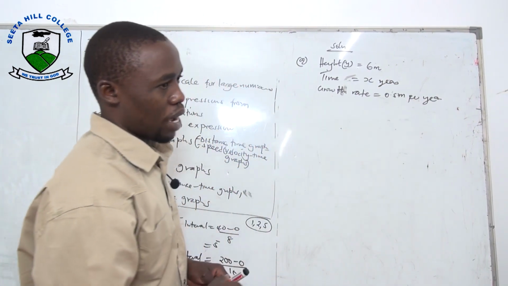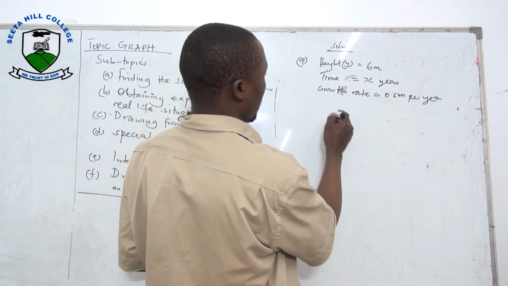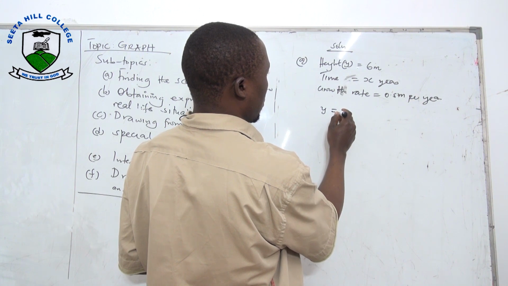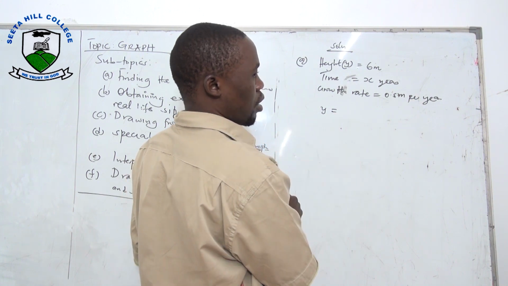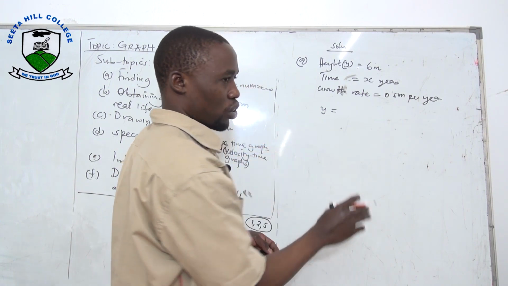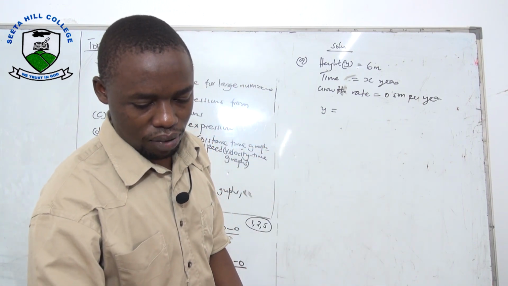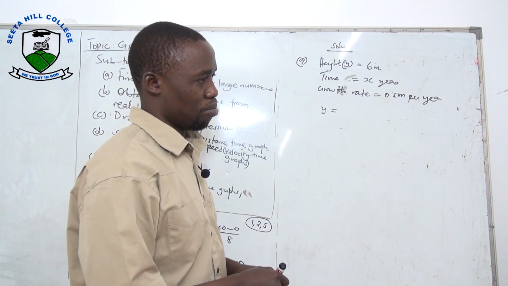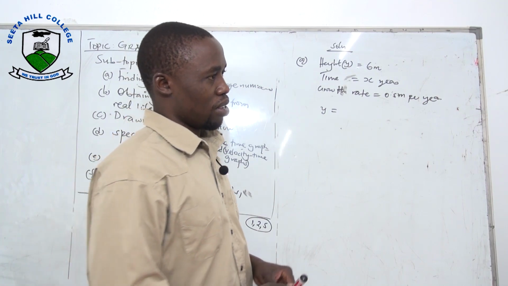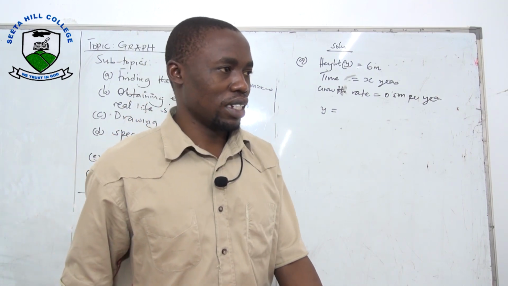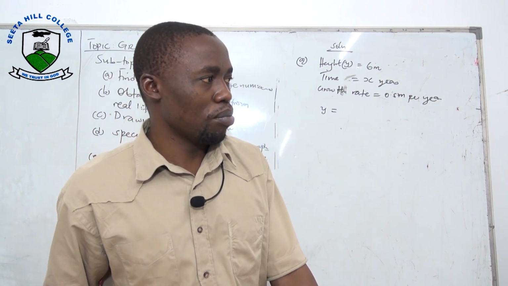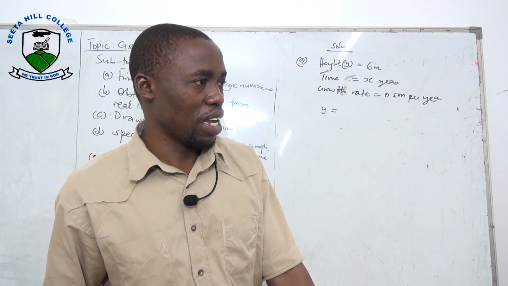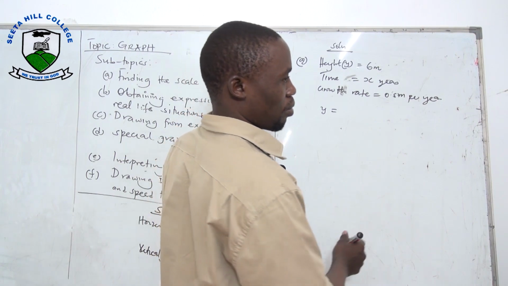How can we express y? The question said write down y as a function of time. But the tree is originally 6 meters, and it will add more height after every year.